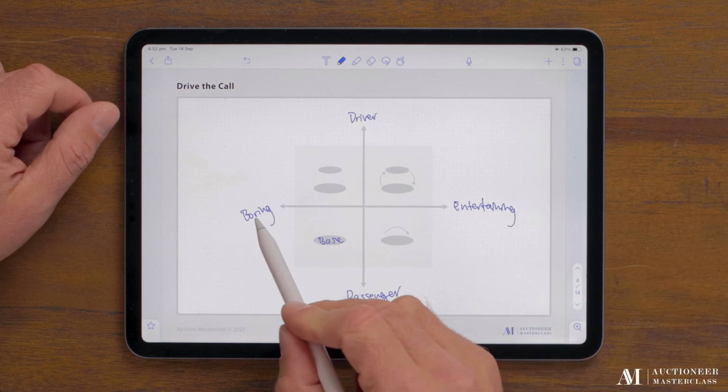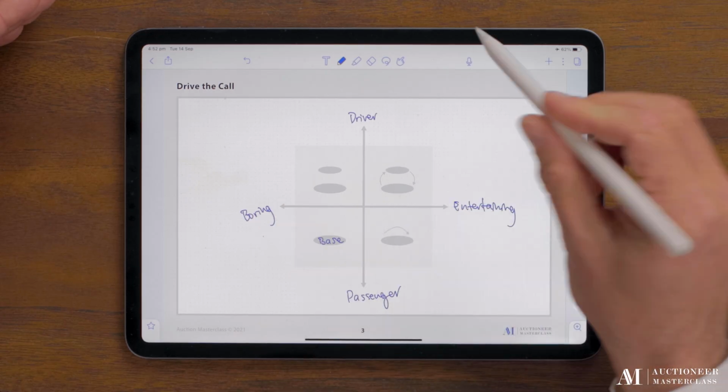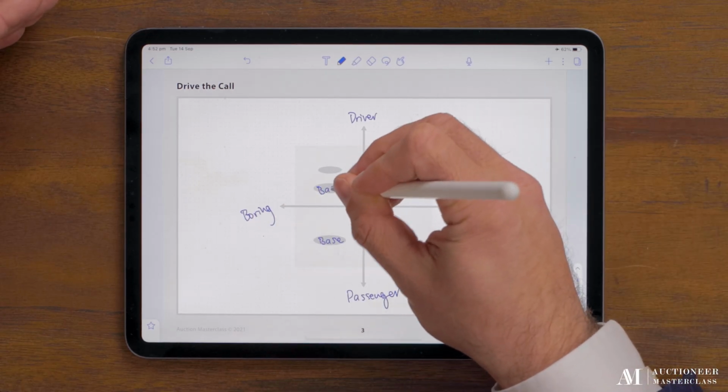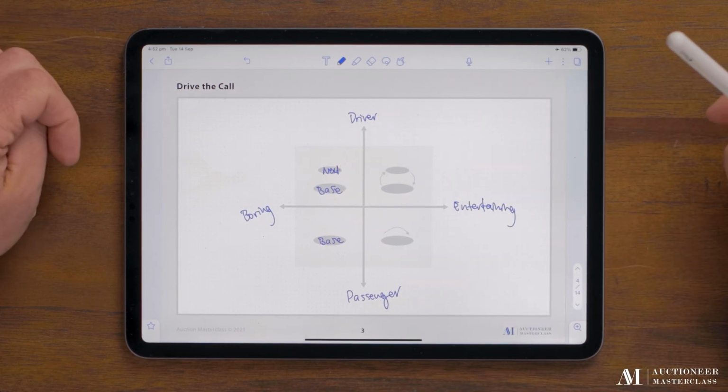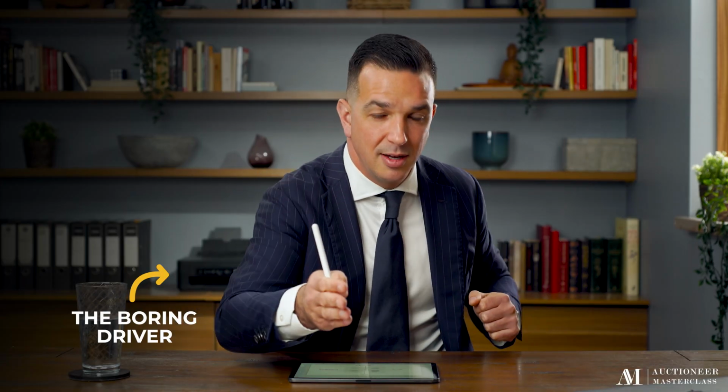You could be boring, but you could be a driver. How good is that? It's better than being a boring passenger. You're a boring driver because not only are you calling the base, you're also calling the next bid that you're looking for. We're at $1 million. Give me $1 million and 25. Searching for $1 million and 25. At $1 million and 25, the next bid. I welcome you in. You're a driver. You're planting the seed for the next bid, but you're still boring because there's no filler lines.